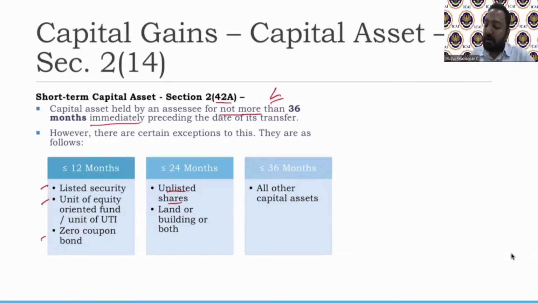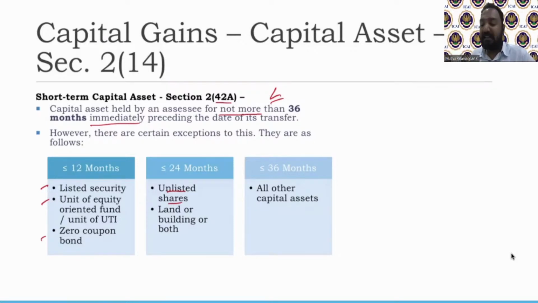Okay, next is unit of an equity oriented fund. What is an equity oriented fund? It is a mutual fund which invests entirely in equities. For that fund, or a unit of UTI, Unit Trust of India, it is also less than or equal to 12 months. Then zero coupon bond is also categorized under 12 months. So for all these assets, less than or equal to 12 months is short term. Above that will be long term.